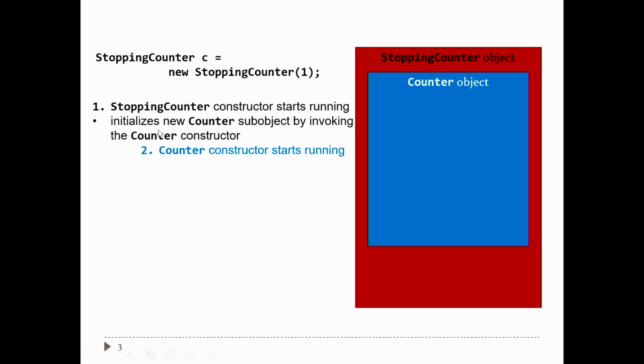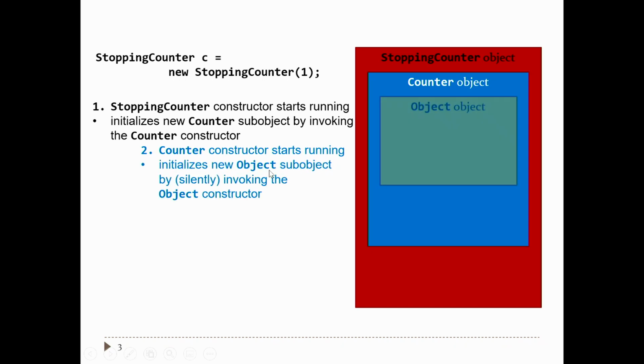So what happens is the counter object gets created. And now this counter object needs to get initialized. What does that mean? The counter constructor has to start running. What does the counter constructor end up doing? Well, it causes the object part of the counter to get initialized. Remember that big O object, that's the superclass of every class in Java. So in this case, it's the direct superclass of counter. So now the object part of your counter gets created, and its constructor has to run.